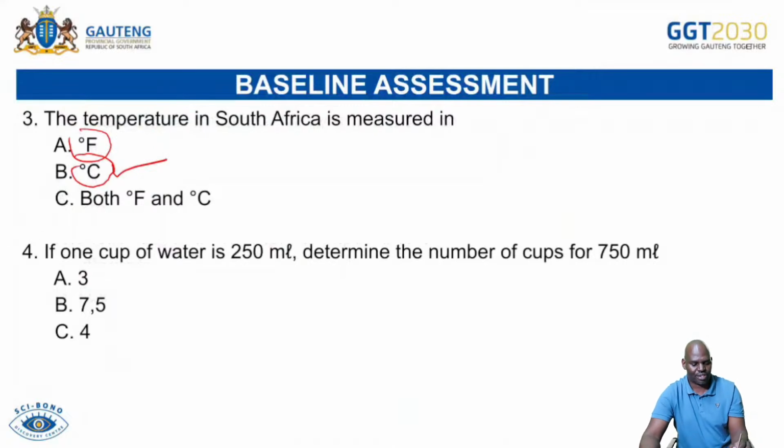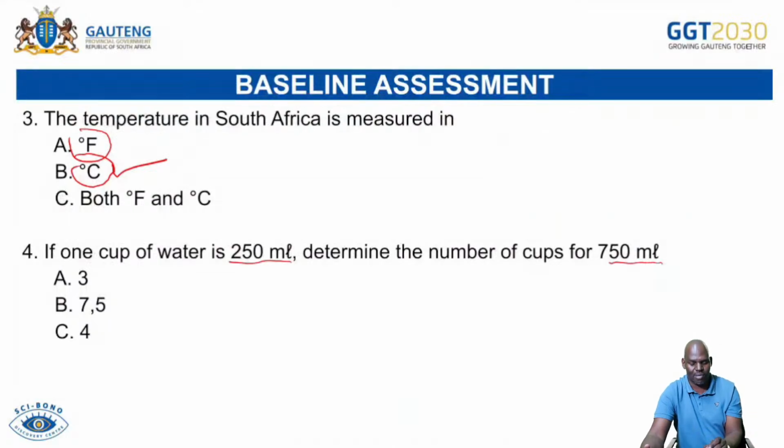Then number 4 is, if 1 cup of water is 250 milliliters, determine the number of cups for 750 milliliters. So obviously in this case, you have to do some calculations. Some of you can actually do the answer without even doing the calculations. But if 1 cup of water is 250 milliliters, determine the number of cups for 750 milliliters. Is the answer 3? Is the answer 7.5? Is the answer 4? When you do your calculations there, what do you get?